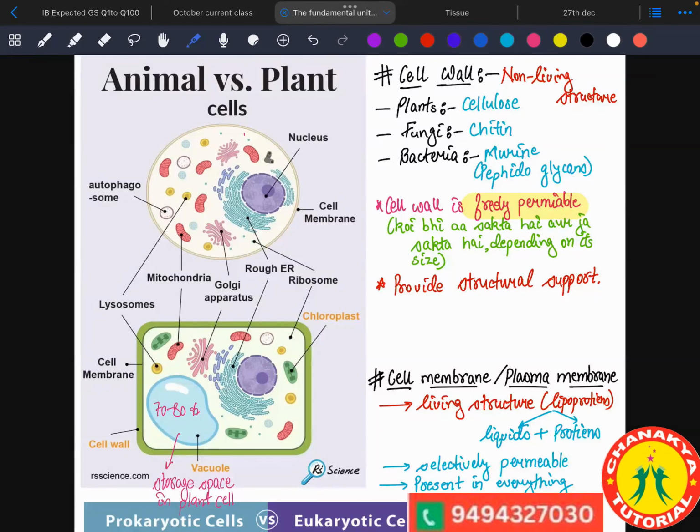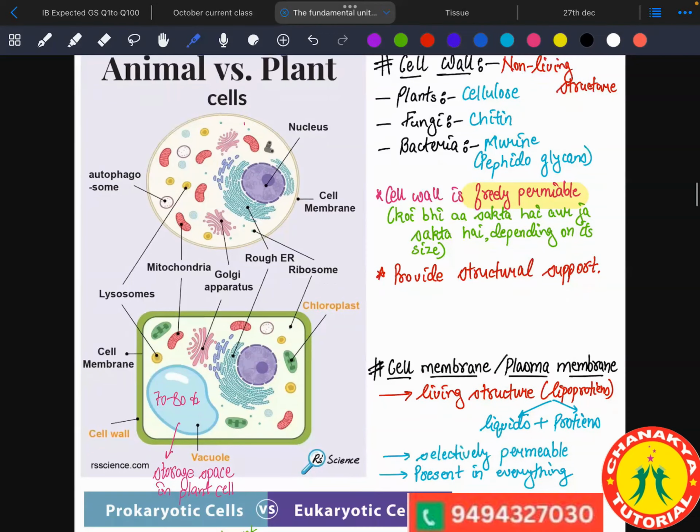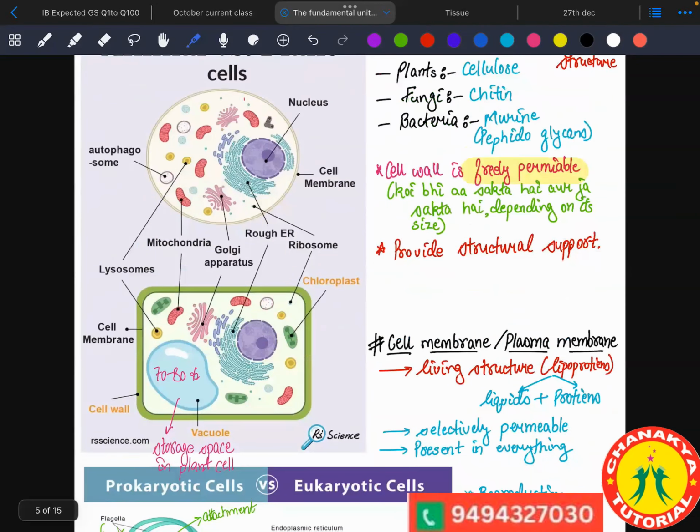So in order to give them more structural support for the plants to remain at their place and face any kind of challenge which nature is providing, they contain a cell wall. The cell wall is used to protect the cells which are present in the plants. So this is a basic difference. Whereas animals are moving, mostly they can protect themselves.